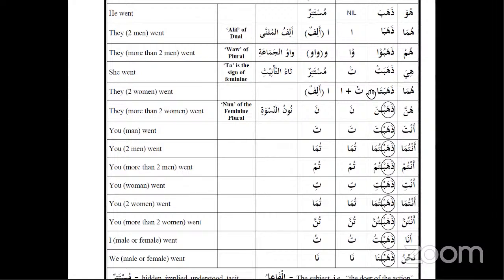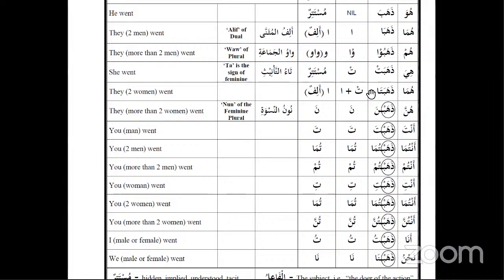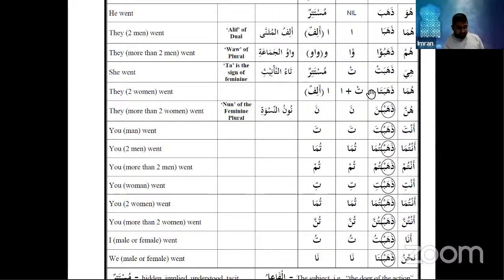Anta dhahabta, you went, one male. Antuma dhahabtuma, you both went, male. Antum dhahabtum, you all went, plural for males. Anti dhahabti, you went, one female. Antuma dhahabtuma, dual. Antunna dhahabtunna, you went, plural for females. Correct. Ana dhahabtu, I went. Nahnu dhahabna, we went. Excellent, both for male and female.